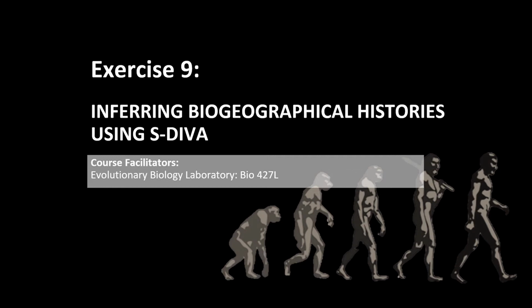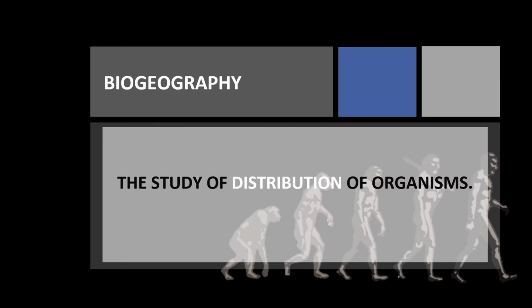Welcome to Exercise 9, entitled Inferring Biogeographical Histories Using S-DIVA. Okay, so what is biogeography? In its simplest meaning, it is the study of distribution of organisms. It is often intertwined with other disciplines such as general biology, geography, and paleontology, or the study of fossils.